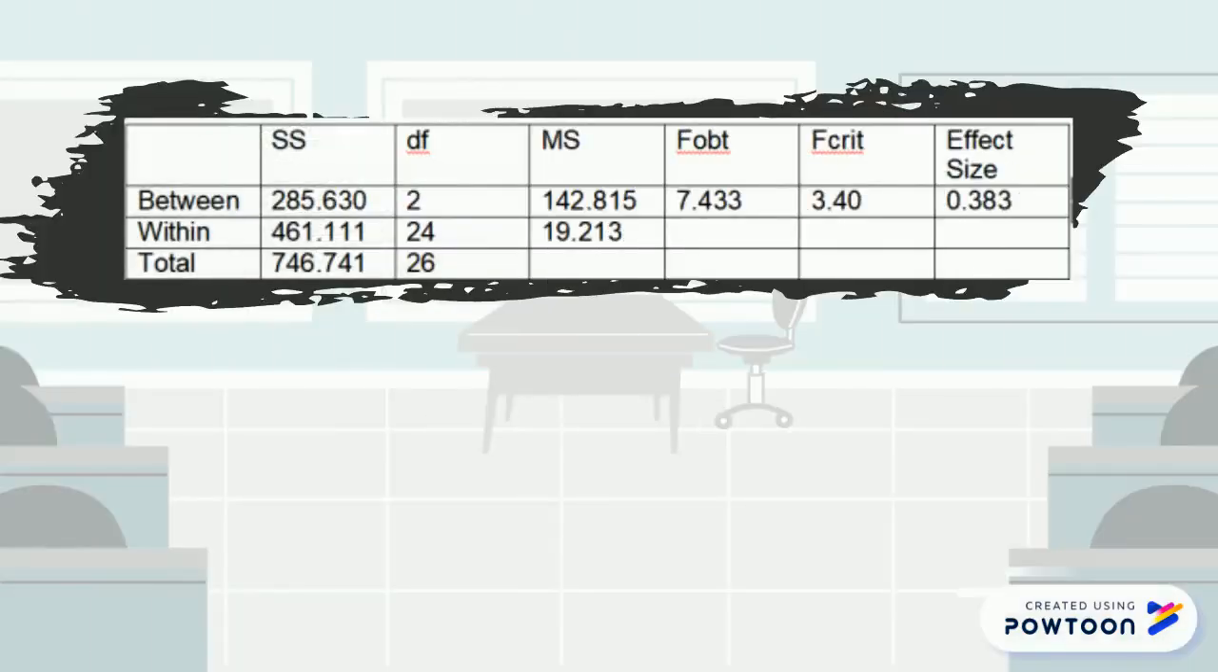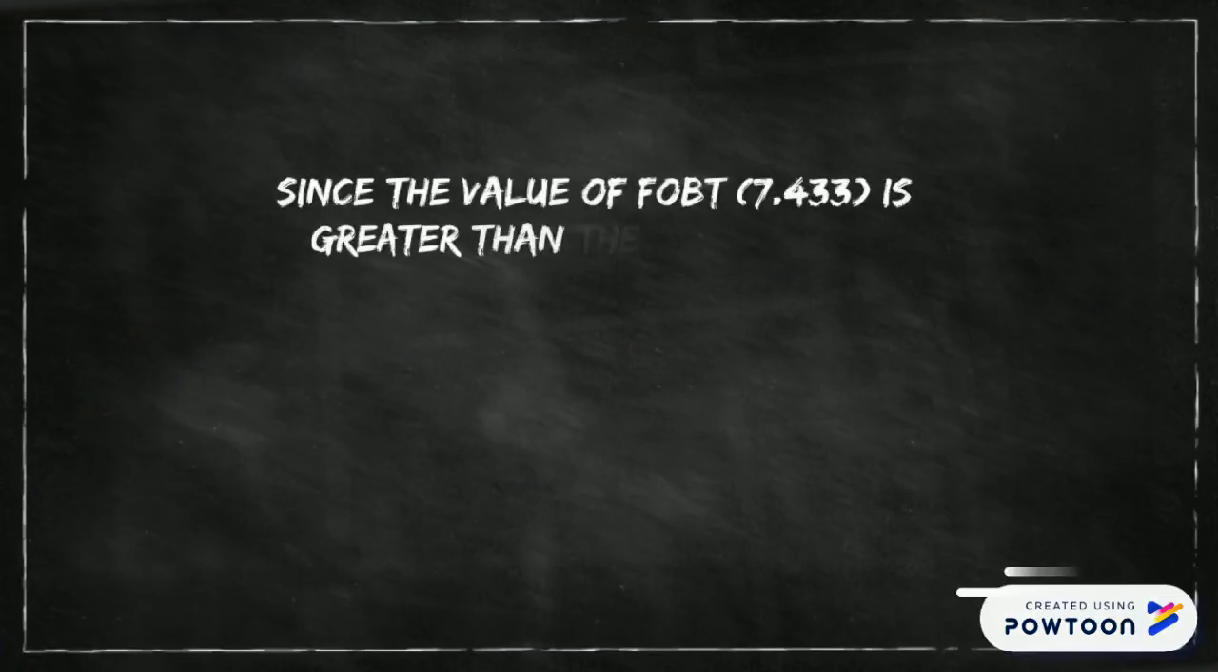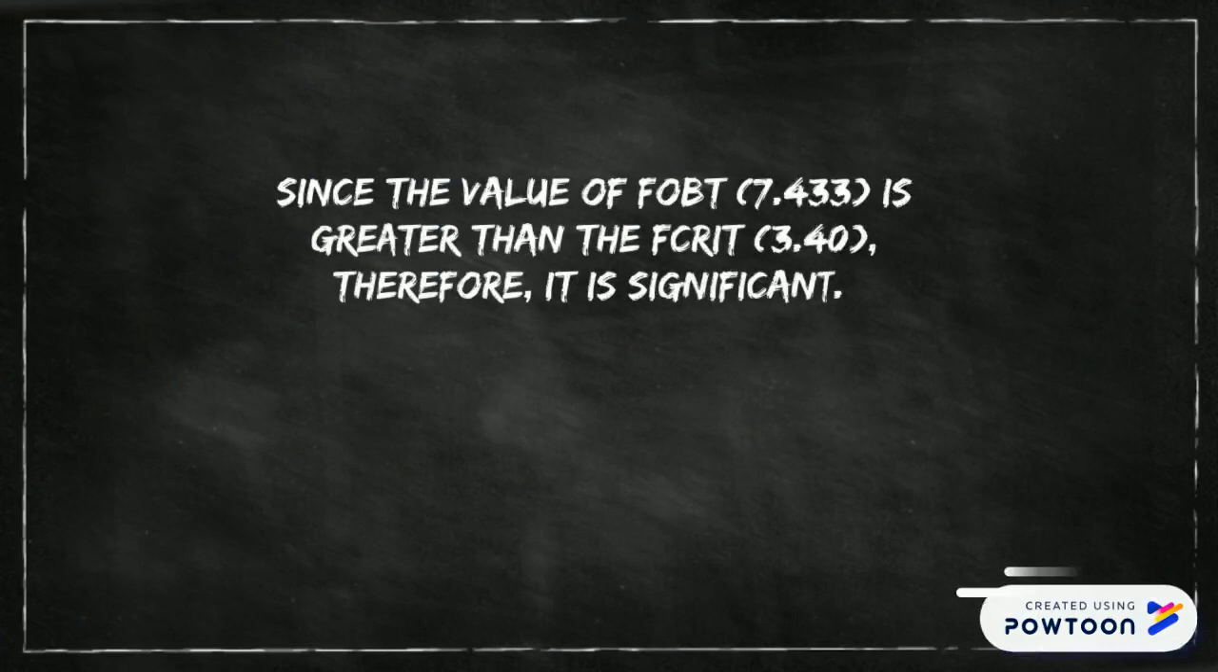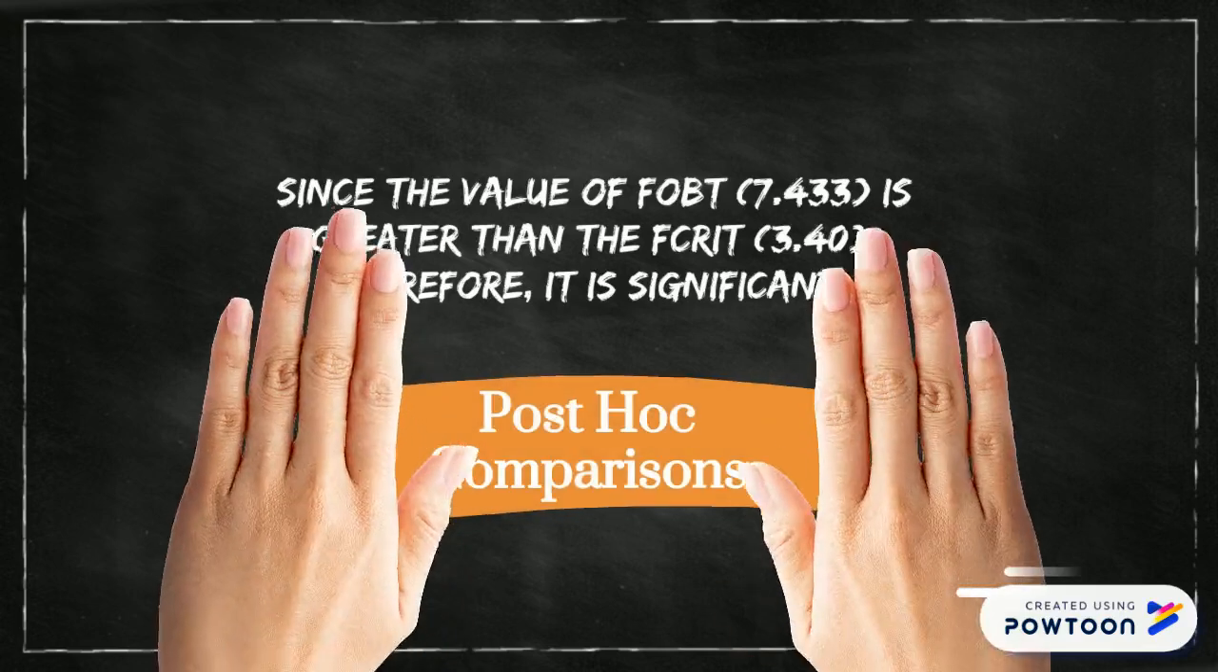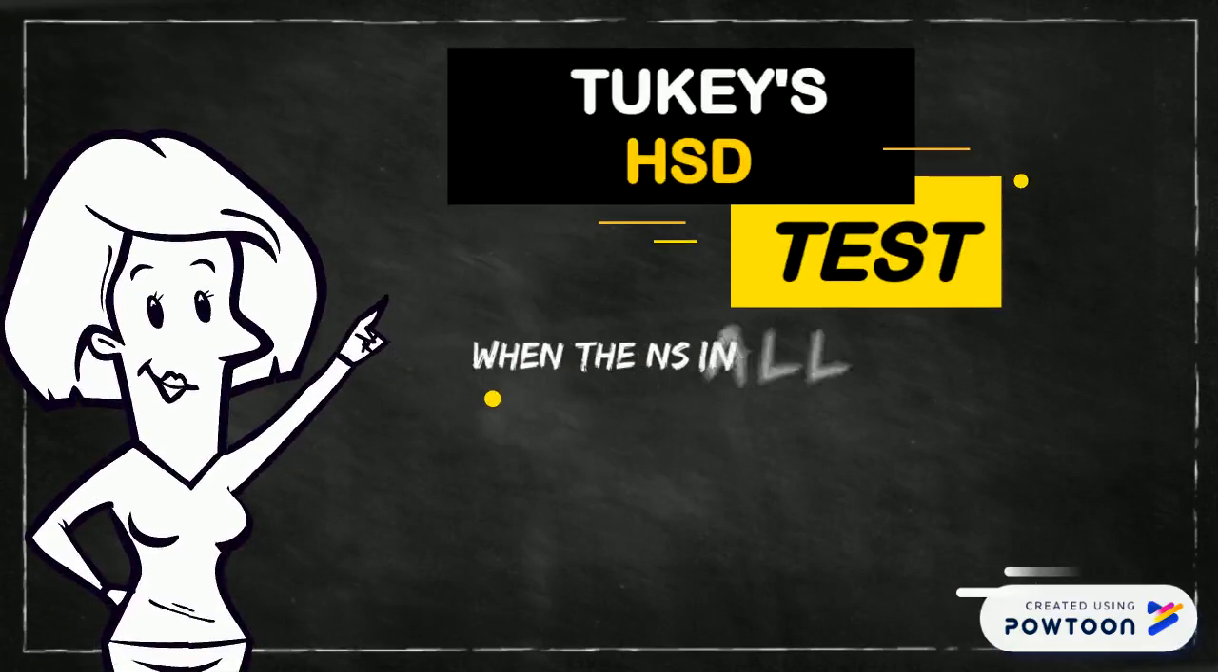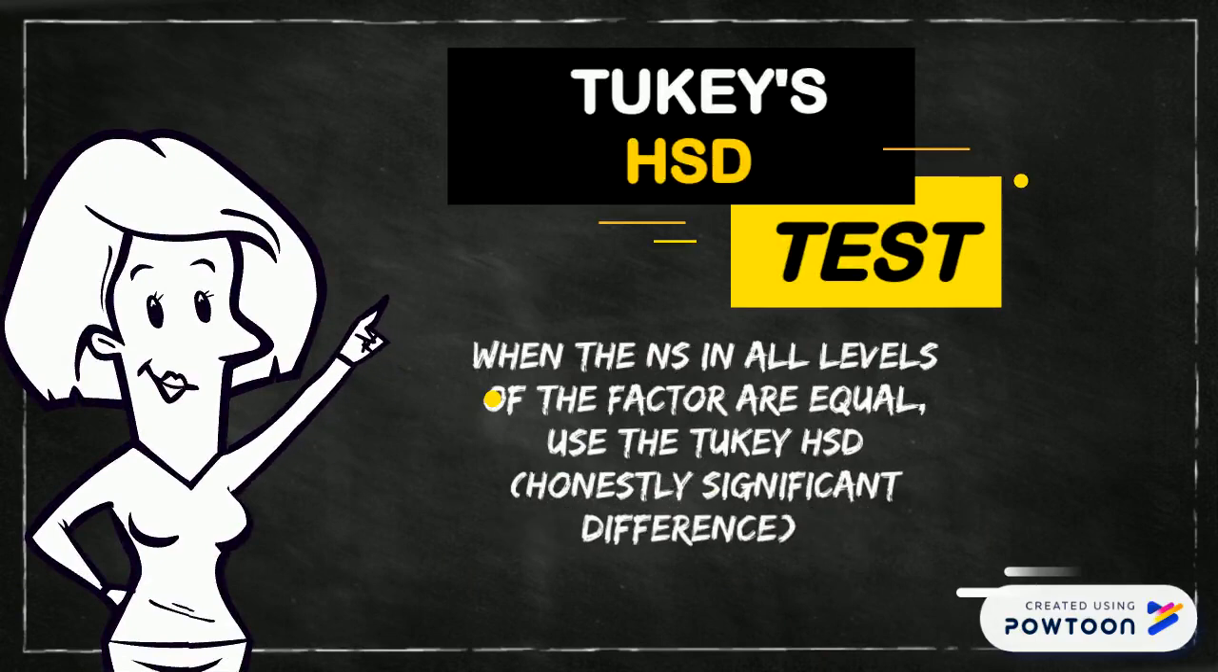This table shows all the answers from our computations. Now we compare the value of F obtained and F crit, which is found in the F table. Since the value of F obtained is greater than the F crit, therefore it is significant. Only if it is significant are we able to proceed to the next step, which is the post hoc comparisons. Since the n in all levels of the factor are equal, we are going to use the Tukey's HSD test.